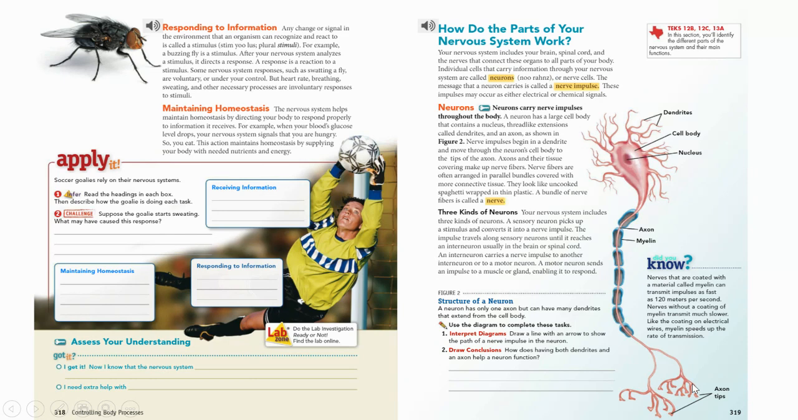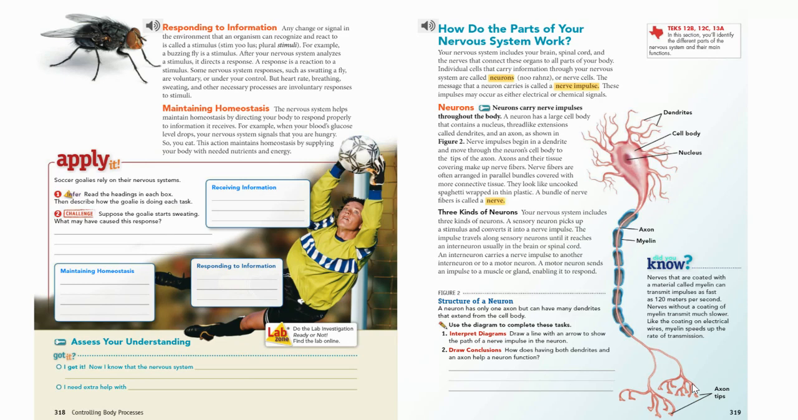Axons and their tissues make up nerve fibers. Nerve fibers are arranged in parallel bundles covered with more connective tissue. Remember from before when we talked about muscles and bones, connective tissues have a job to connect things. These types of connective tissues look kind of like uncooked spaghetti wrapped in a thin plastic. A bundle of nerve fibers are called a nerve, okay?